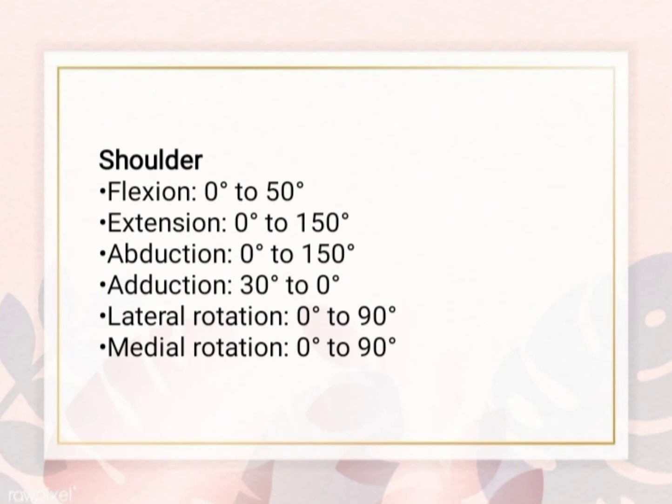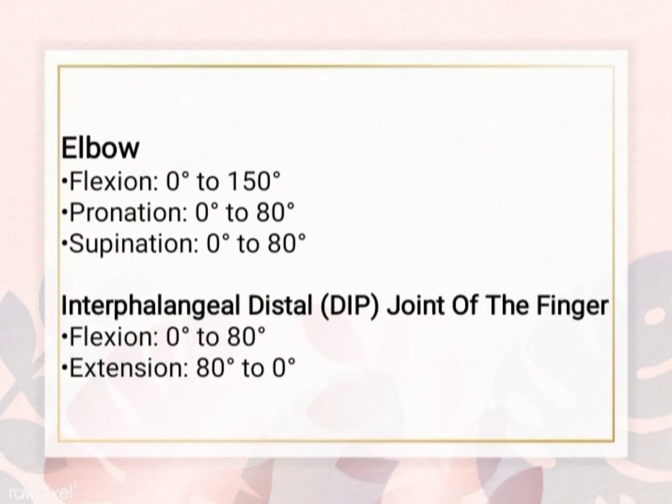Shoulder has joint movements of flexion, that is 0 degrees to 50 degrees, extension 0 degrees to 150 degrees, abduction 0 degrees to 150 degrees, adduction 30 degrees to 0 degrees, lateral rotation 0 degrees to 90 degrees, and medial rotation 0 degrees to 90 degrees. So the joint movements of the elbow are flexion, that is 0 degrees to 150 degrees, pronation 0 degrees to 80 degrees, supination 0 degrees to 80 degrees.